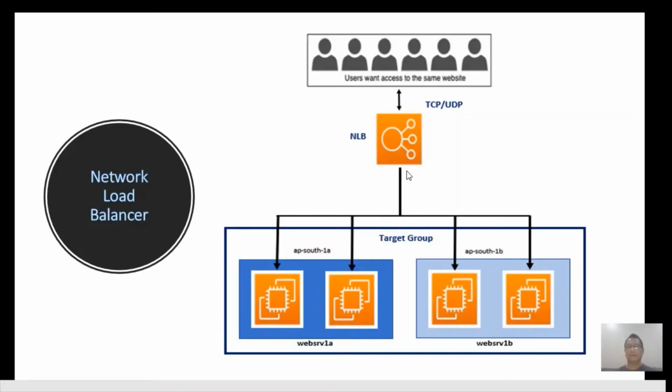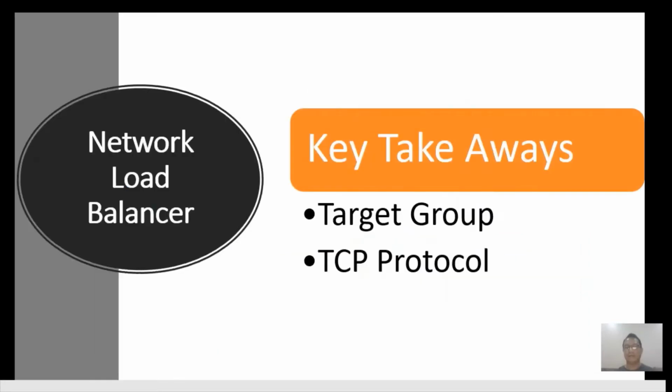So this is what we'll be doing today. We'll be creating a target group with two EC2 instances in each of the subnets, AP South 1A and AP South 1B, in the public subnet. Then we'll create a network load balancer that will send the request to the target group. The key takeaway for today will be what kind of target group we need to create and how to choose the TCP protocol for the network load balancer in the target group. Okay, so let's get started.